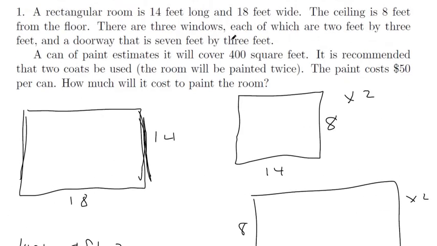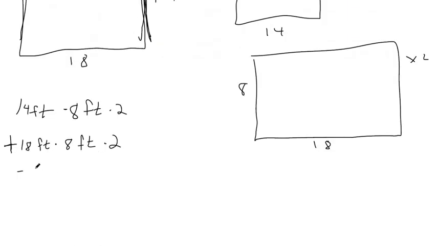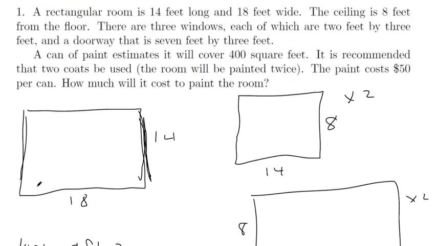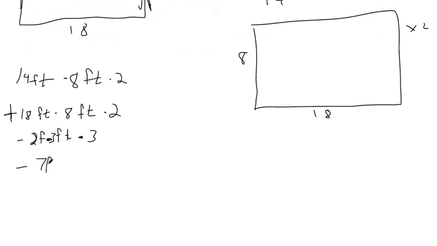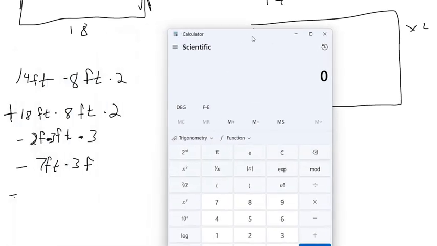There's 3 windows that are 2 feet by 3 feet. And there were 3 of those. And then we had a door that's 7 feet by 3 feet. That's not going to be painted as well. Okay, so making this calculation, we'll calculate the total square feet of room that we need to paint.